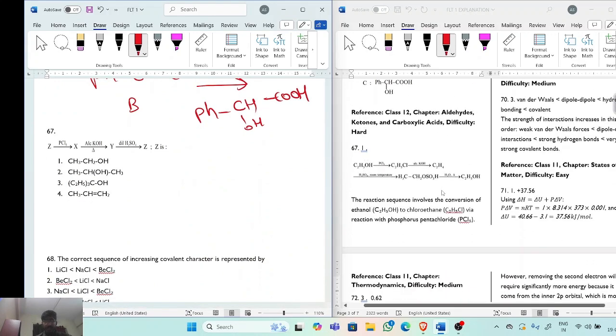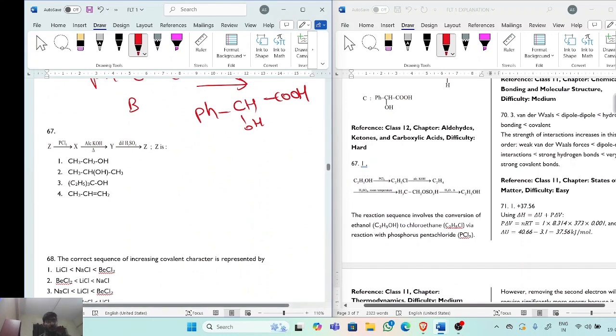Question number 67. Here we have the compound Z. We are reacting it with PCl5, then with alcoholic KOH, then with dilute H2SO4, and then the product Z will form. So we have to identify the compound Z.